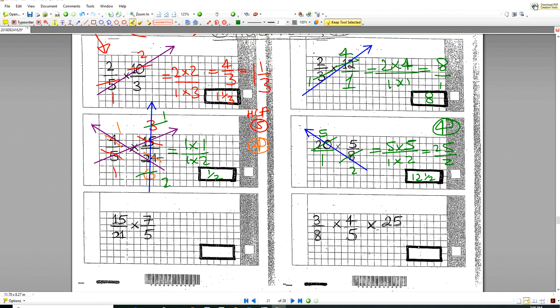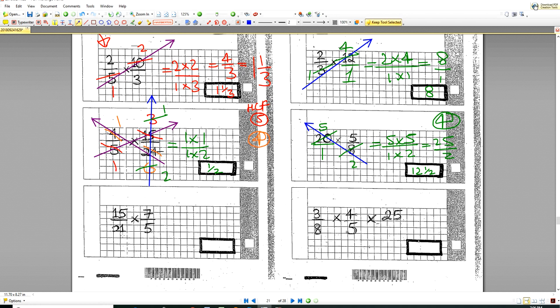Okay, in this next question here, 15 over 21 times 7 over 5. Let's look at the diagonals. So if you look at this diagonal here, and this diagonal here, we can cancel. So let's go for a nice orange. So 5 and 15, the highest common factor is 5. So divide that by 5 is 1, divide that by 5 is 3.